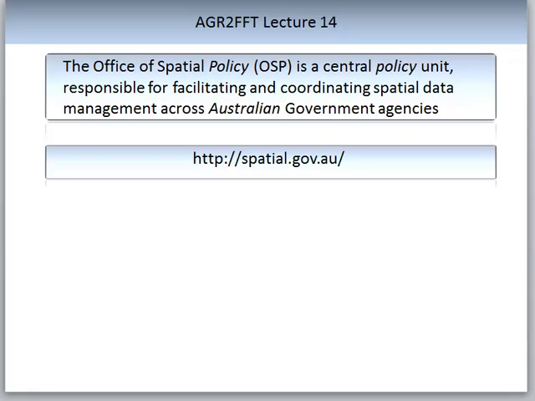Our governance is directed by the Office of Spatial Policy, or OSP. It is a central policy unit and it is responsible for facilitating and coordinating spatial data management across Australian government agencies. The URL link is shown on the screen.